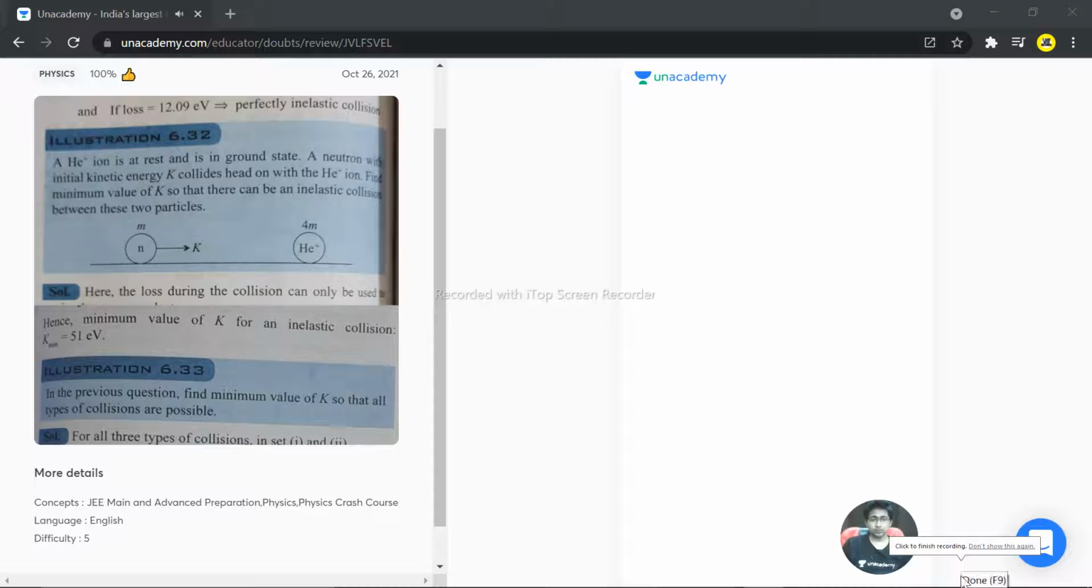Students, so we have a question over here. Question is illustration 6.32. So let's start solving this illustration.